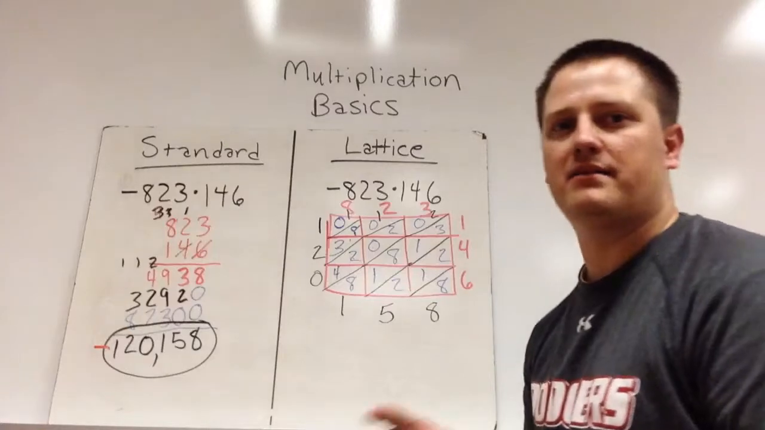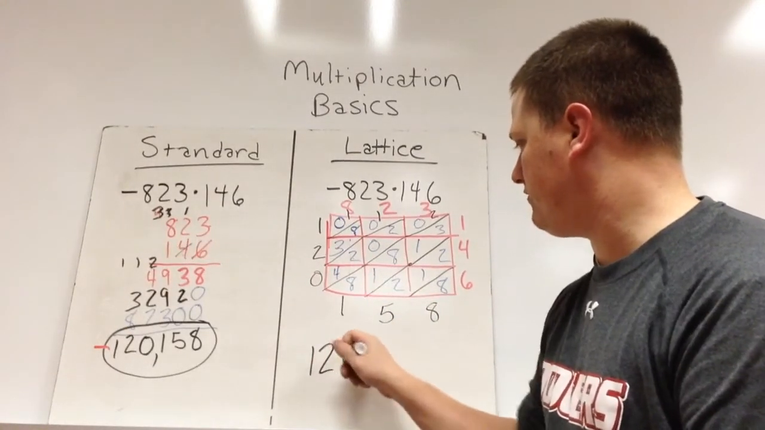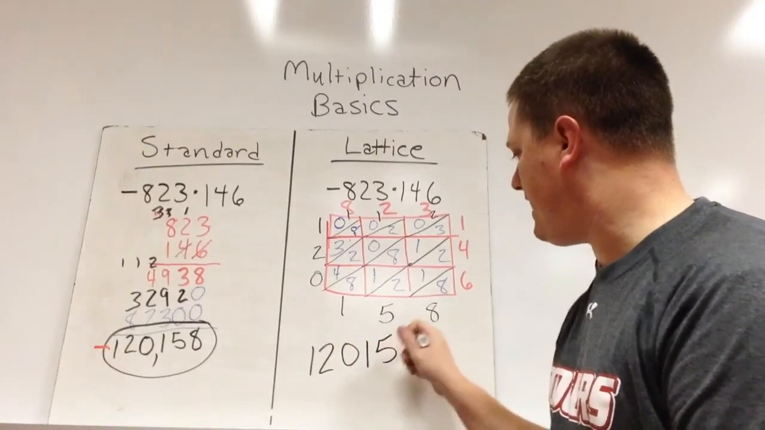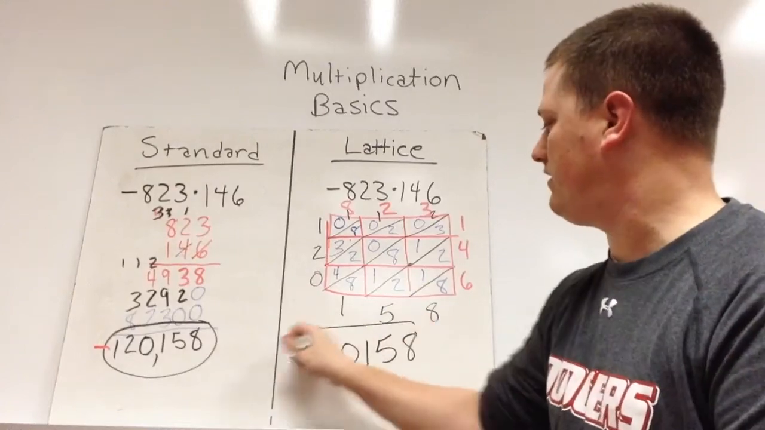Now we're just going to write this number from left. We're going to follow around. So 1, 2, 0, 1, 5, 8. Negative times positive gives us a negative answer.